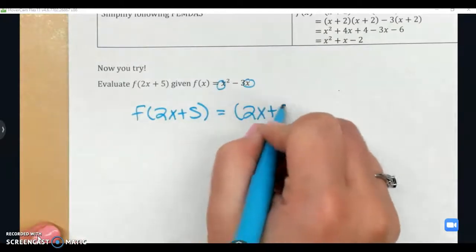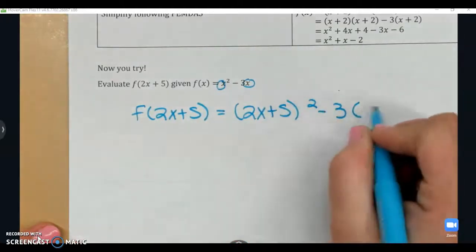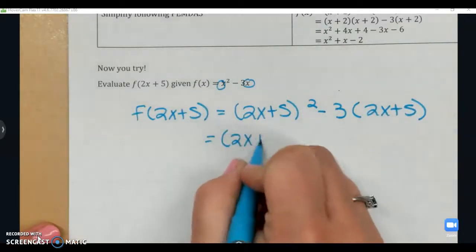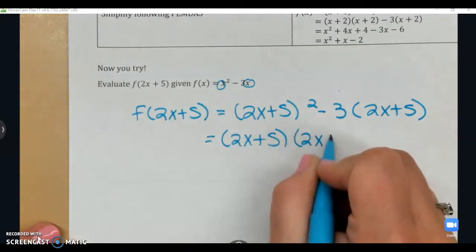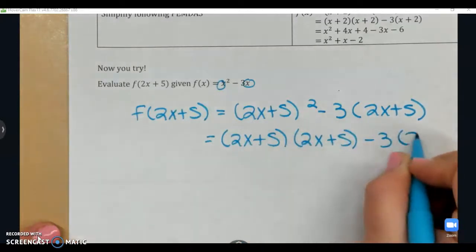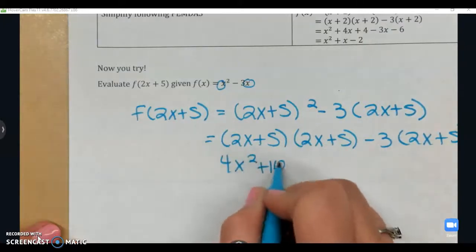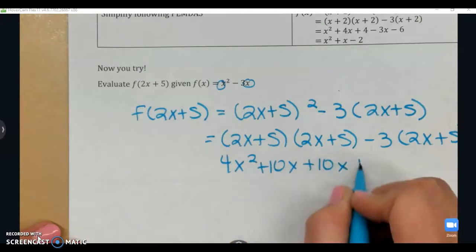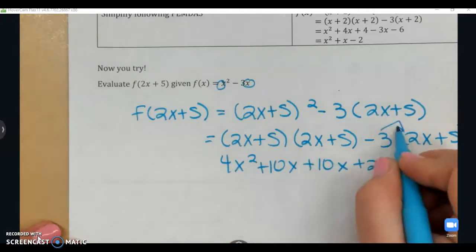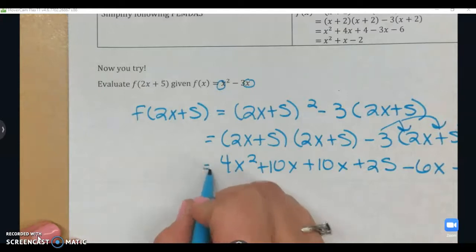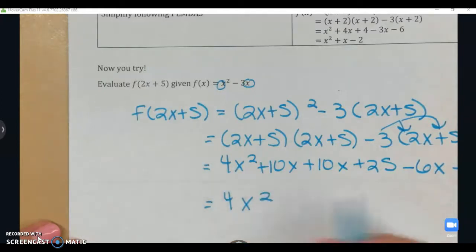So that's going to be 2x plus 5 squared minus 3 times 2x plus 5. When I'm squaring a binomial, remember, that's where we have to do our double parentheses so that we remember to FOIL. And so that's going to give me 4x squared plus 10x plus 10x plus 25. Then I can go ahead and distribute that -3 over here. And now I can combine my like terms. So my final answer is going to be 4x squared plus 14x plus 10.